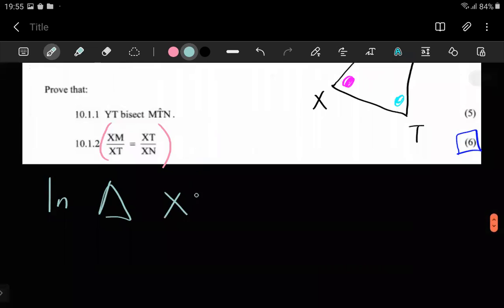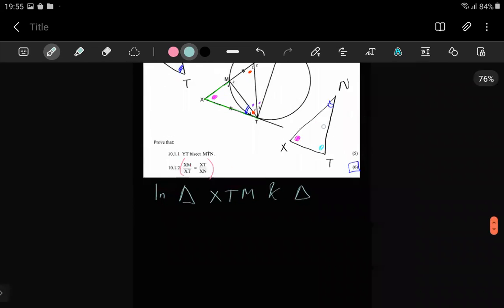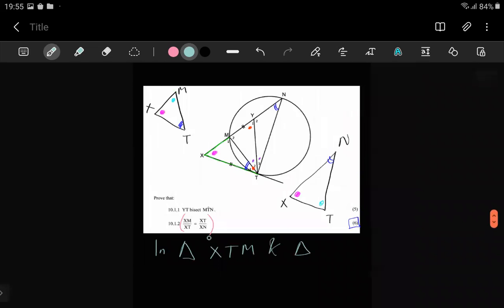X, T, M. In triangle XTM, and triangle, before we label this one, we have to now be careful. Since we started with X here, and X here goes with X, for this other triangle we also have to start with X. And then since we mentioned T for this one, we'll then have to mention N. And lastly, since we mentioned M over here, here we have to mention T.